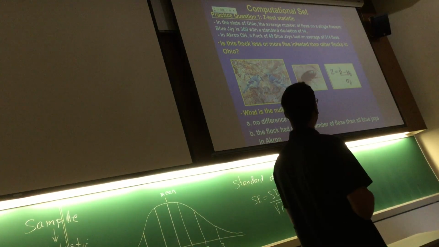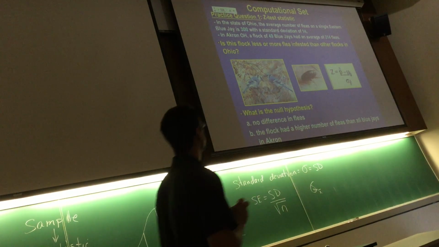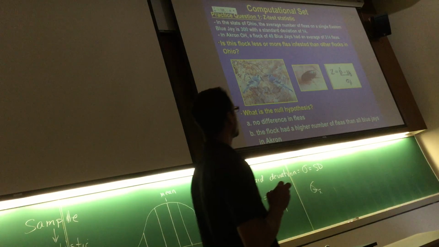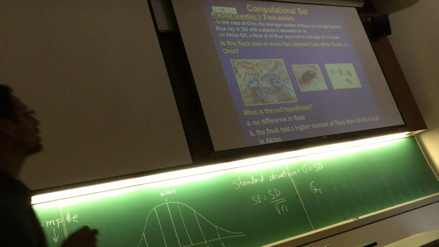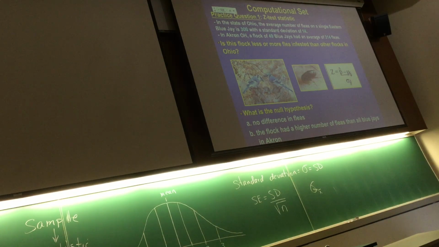In the state of Ohio, the average number of fleas on a single eastern blue jay is 300, with a standard deviation of 14. In Akron, Ohio, a flock of 49 blue jays has an average of 314 fleas. Is this flock less or more flea infested than the other flocks in Ohio?